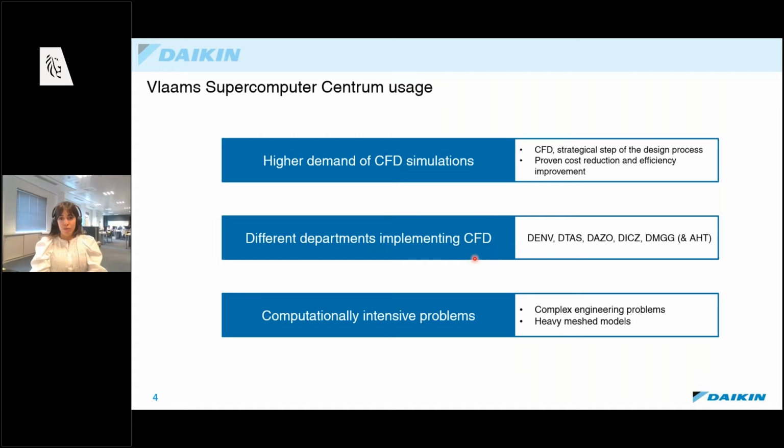Another important point has been that other departments inside Daikin have also started to implement CFD, such as, for example, Cenote in Italy, AHT in Austria, the ACC in Czech Republic, and the MGG in Germany. And finally, the problems we solve have become every time more computationally expensive. We are tackling quite complex engineering issues, or the models themselves have become very heavy mesh or very complex 3D geometries. Because of this, the computational resources we were locally using started to become rather unhelpful. So we saw an opportunity to join with VSEC and use its power for our simulations.